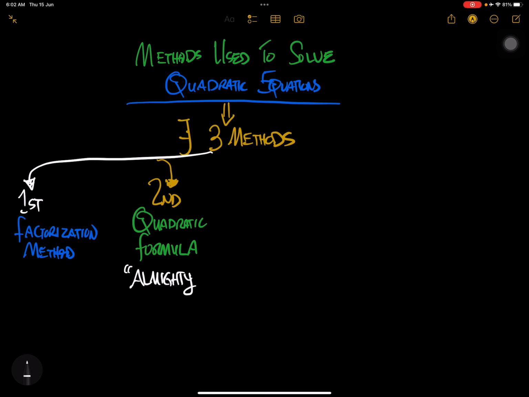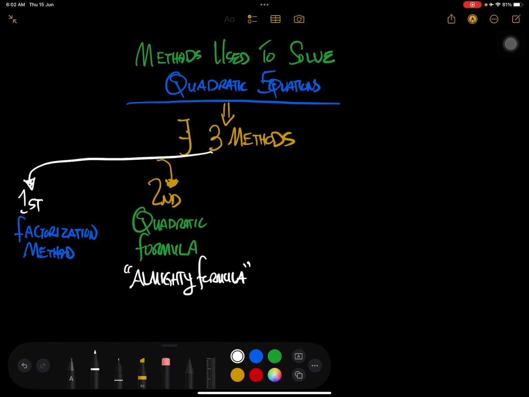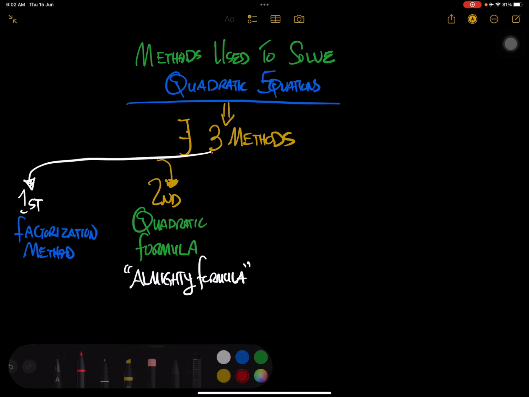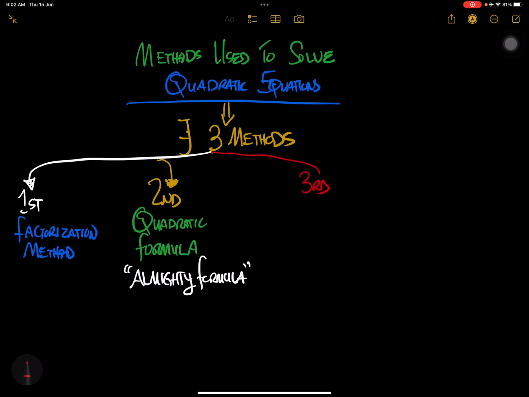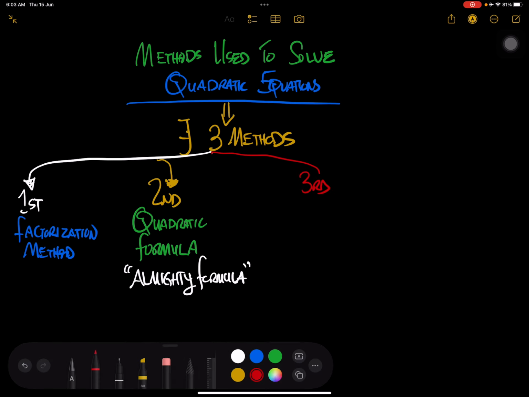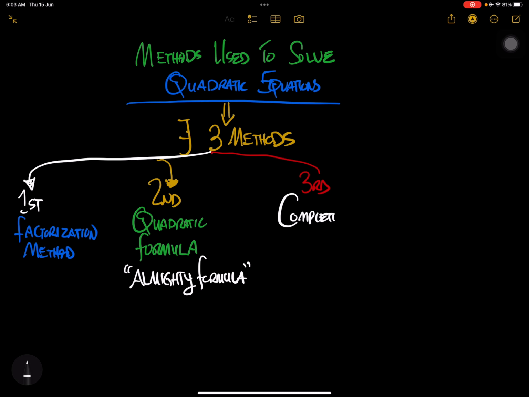But in places like Africa, specifically Ghana, they use the term almighty formula, because people are scared of the formula and how it looks. We'll get there. When we get there, we'll find out whether it really deserves the name almighty formula. But the third method is called the completing of squares method.